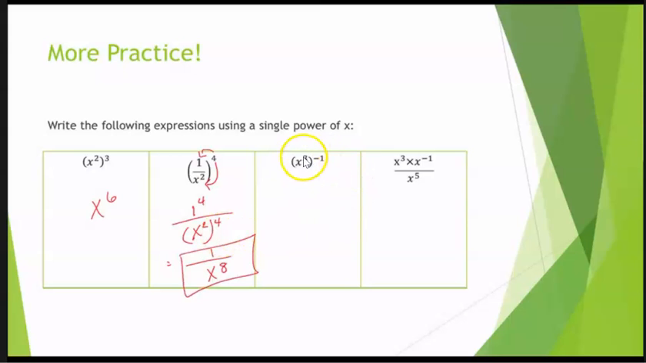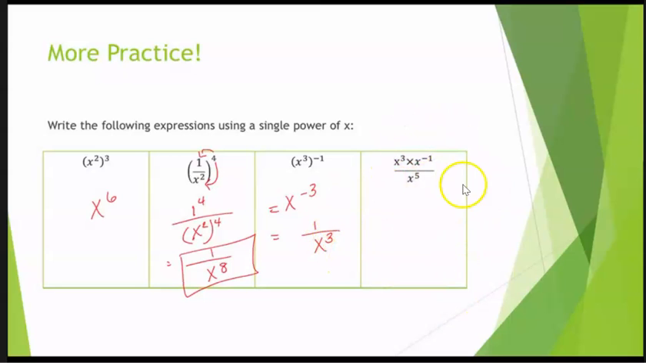This one, we're raising a power to a power again, so we're multiplying, so we end up with x to the negative 3rd power. But it's not happy as it is, so since it's in the numerator, it's going to get moved to the denominator to be happy. And now we have a positive happy exponent.